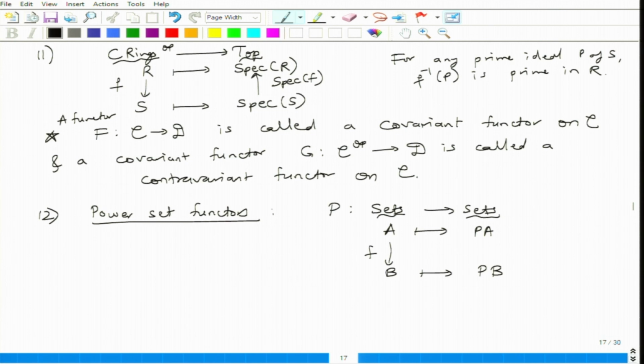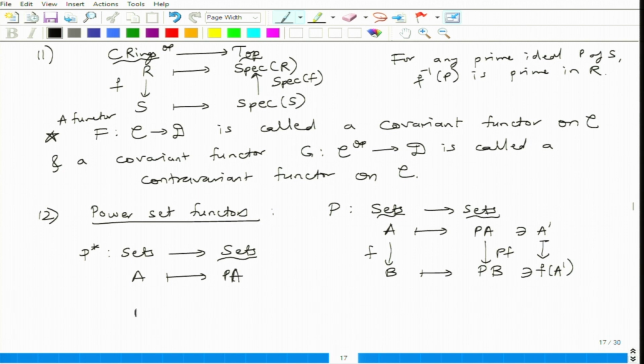The range function, the image. If you take an element A prime in PA, then where will it be mapped to? The image of A prime under f. And this is fine, you can check that this is a functor. But at the same time, there is also another functor, and I am not going to complete it yet. So this is PA and this is PB.